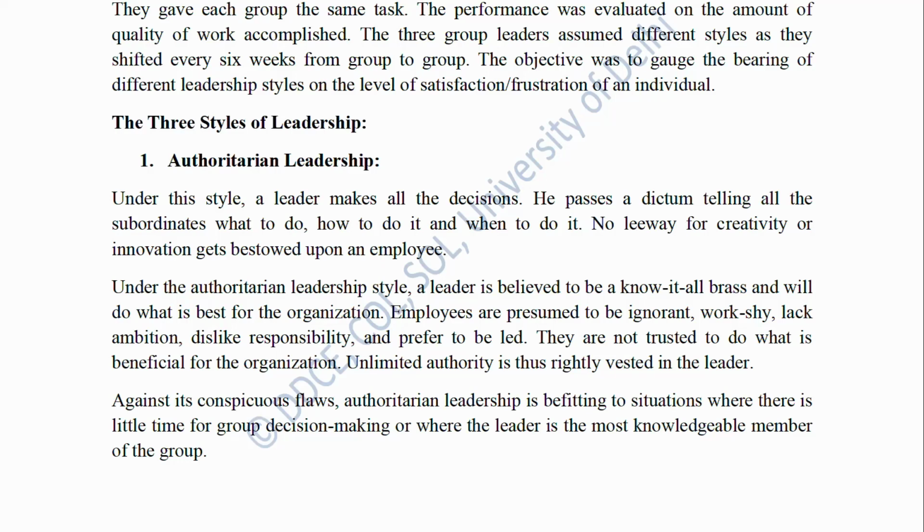Despite its conspicuous flaws, authoritarian leadership is befitted to situations where there is little time for group decision making and where the leader is the most knowledgeable member of the group.